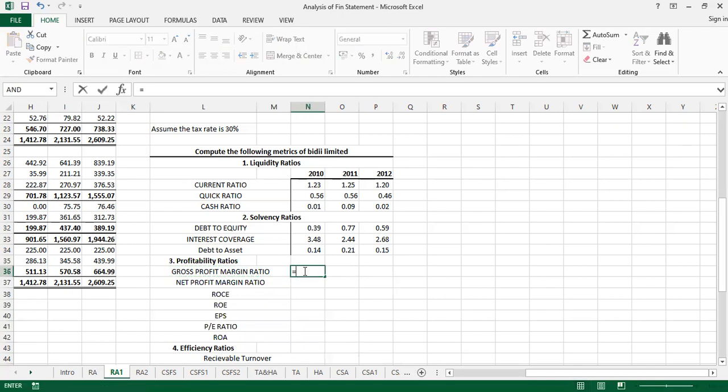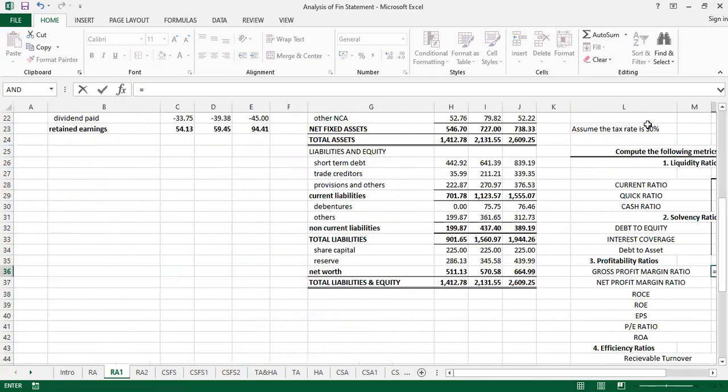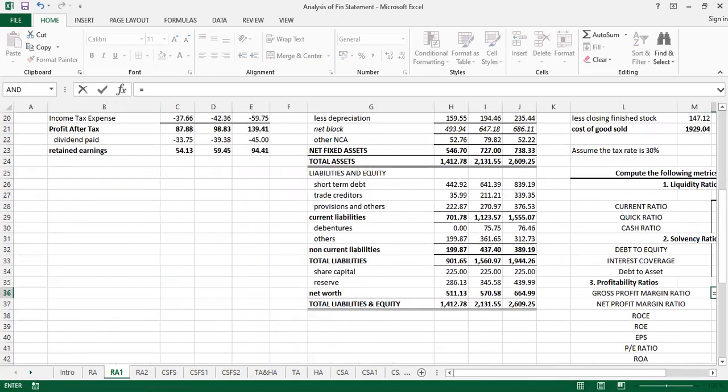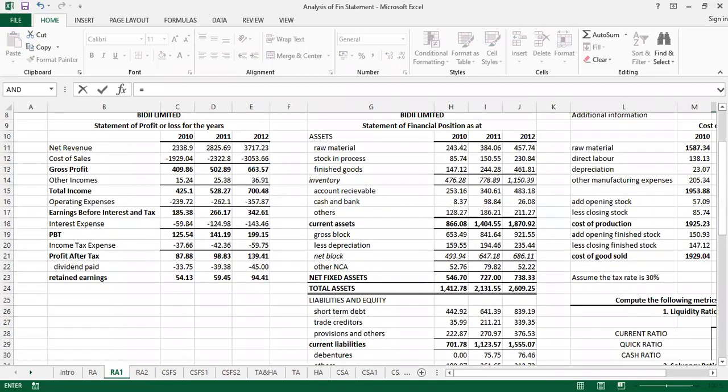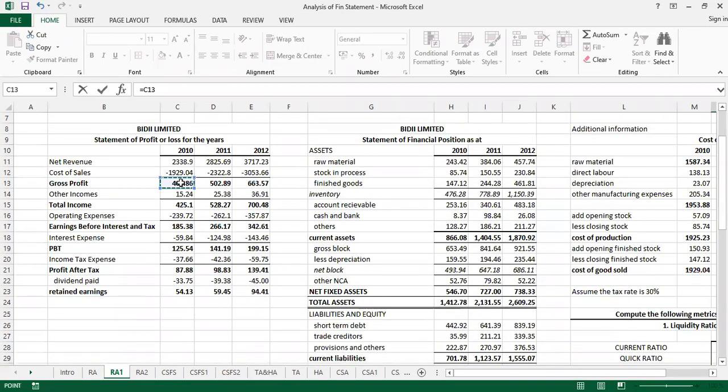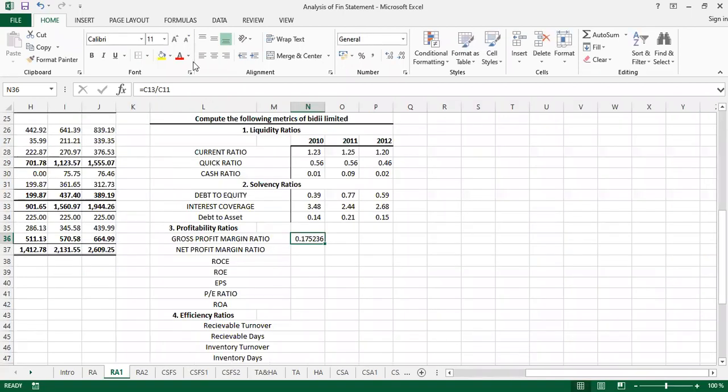So gross profit margin equals our gross profit margin. So you just come to gross profit here. This one, divide by our sales, isn't it? This one here, Control Enter, Control Backspace, and this one is in percentage, isn't it? And I'll do two decimal places so that I am precise.